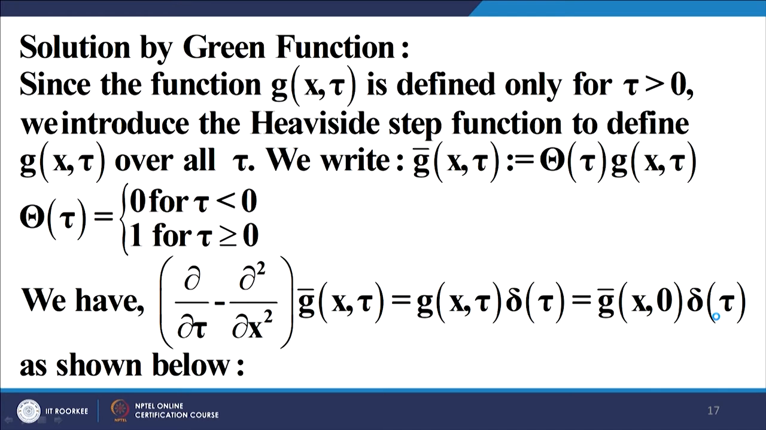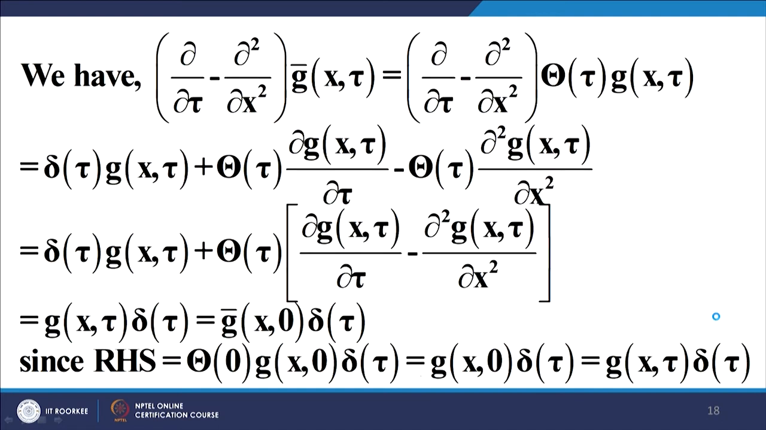This particular expression is derived on the next slide. As you shall see, the expression is derived here on the slide. And please note, the important thing here is that the derivative of the Heaviside function is the Dirac delta function. So, when you differentiate it with respect to tau, you get the delta function. This is the first term in the second equation.